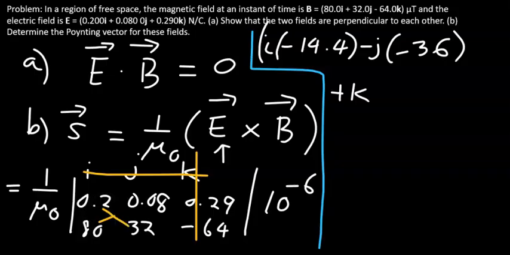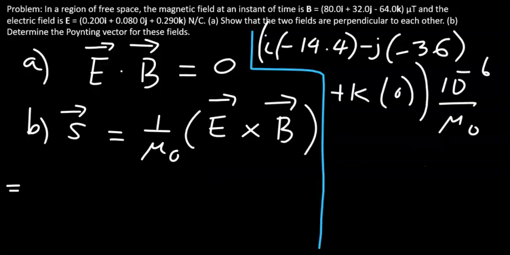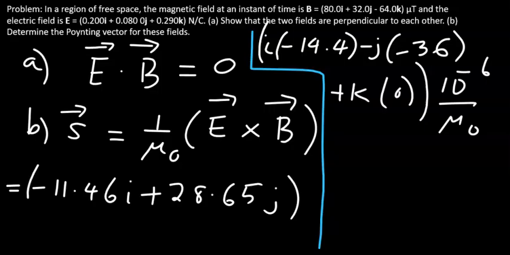This times this minus that times that, you will get 0. Now let's not forget the overall term, 10 to the power minus 6 over mu naught, that appears here and here. Since the value of mu naught is 4 pi times 10 to the power minus 7, the final answer is minus 11.46 I plus 28.65 J, the unit of watts per meter squared. And that's the pointing vector for these fields. And that solves the problem.